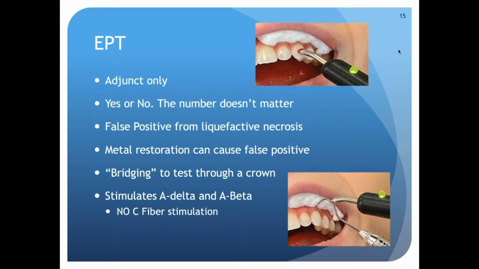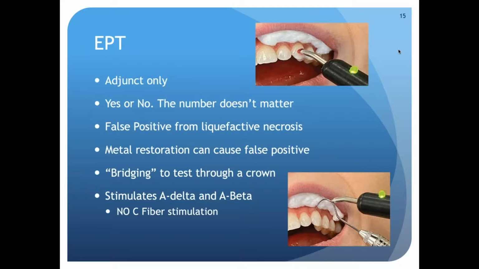So the EPT, for many people, this is really only an adjunct, for me as well. So if I'm not getting good answers from some of the other tests, I may bring an EPT in to see if I even have viable tissue still in the tooth. So oftentimes they're going to give you a number. That number doesn't really matter. It's either a yes or a no.